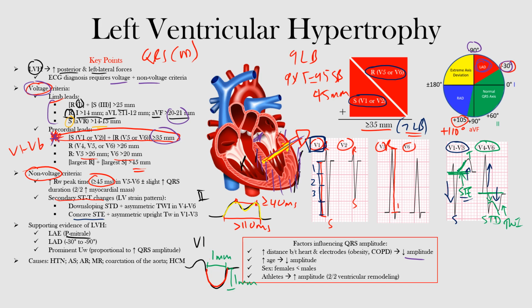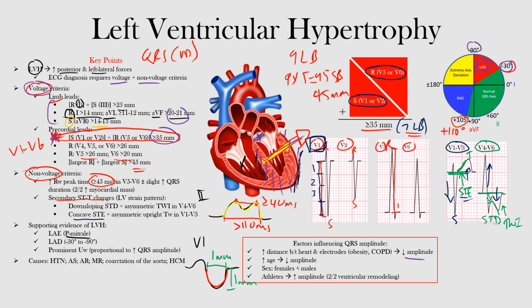Now, other thing is this non-voltage criteria, okay, where we saw an increase in the intrinsicoid deflection, all right, should be greater than or equal to 45 milliseconds in V5 or V6, and there could be a slight increase in the QRS duration, which is a result of the increase in left ventricular mass, okay. We can also see these secondary ST and T wave changes, where we saw in the leads V4 through V6, the downsloping ST depression and asymmetric T wave inversion, as well as the concave up ST elevation, okay, and asymmetric upright T waves in V1 through V3.